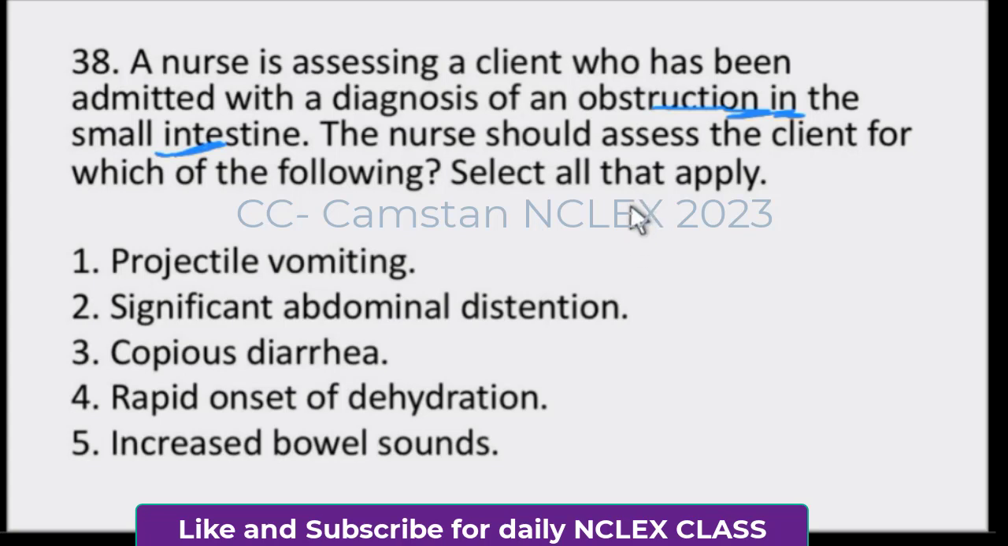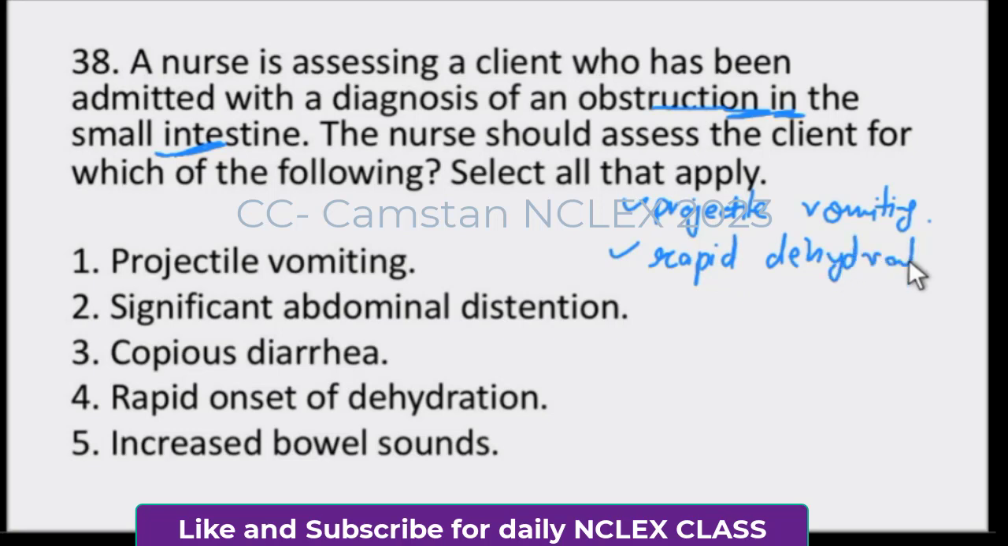So quickly moving on. The client having obstruction in small intestine will present with projectile vomiting, rapid dehydration, electrolyte imbalance because of the fluid loss. Next is increasing bowel sounds.